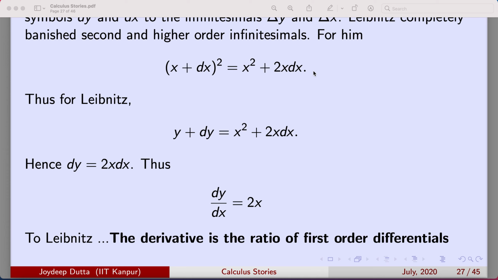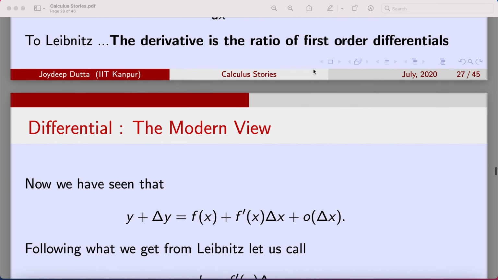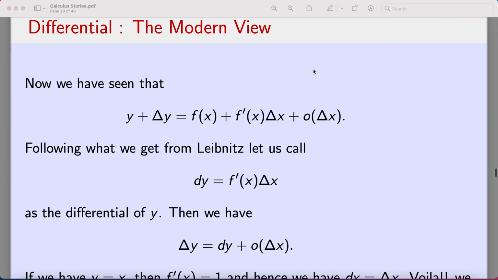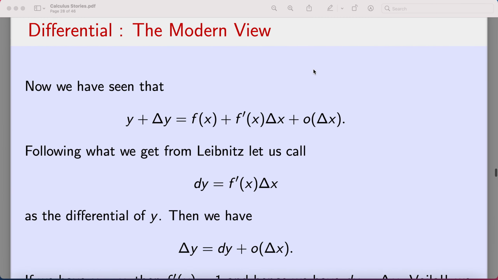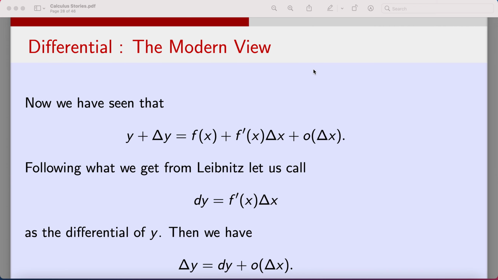So from our modern standpoint, how do we look at it? Is it the ratio of differentials? That is the story that we are going to talk about. So the differential is the modern view. This view I learned from a book called An Introduction to Calculus and Analysis, Volume 1 and Volume 2 by Richard Courant and Fritz John.